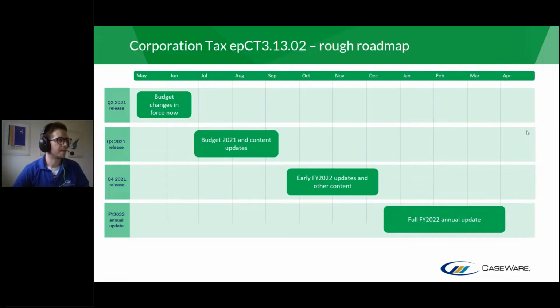So in rough time frame, we're looking at June for the most urgent changes. We're focusing on budget changes in force now for our Q2 and Q3 releases, so EPACs 13.03 and 13.04 respectively. And then next year we'll be looking at early updates for financial year 22 and a full update towards April next year.